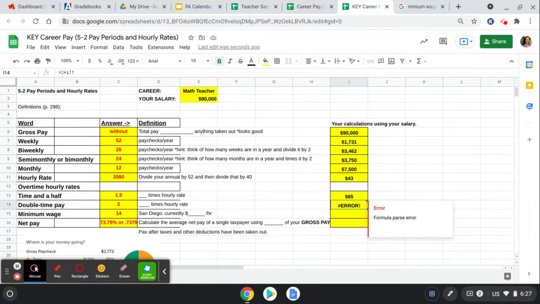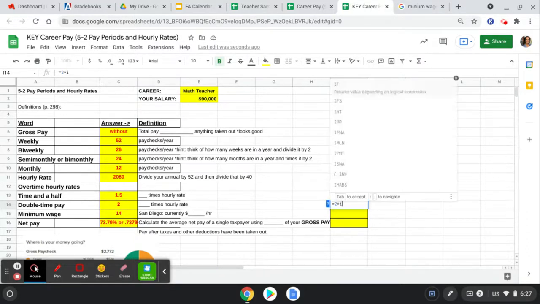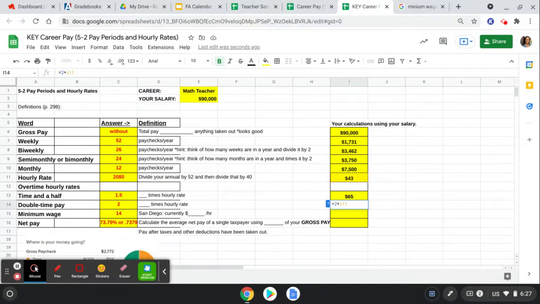I keep typing shift, you guys, on accident. Sorry. Equals 2 times I11. Okay, no shift this time, finally. Okay, so my double time pay is 43 times 2.